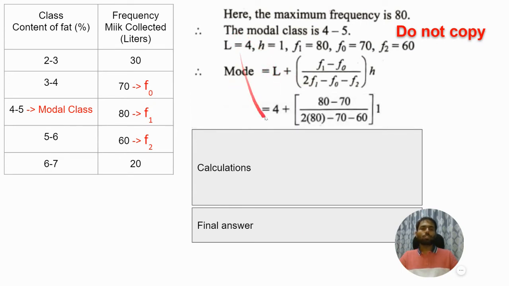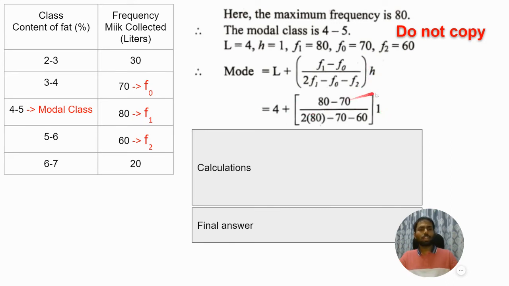So L kya tha? L was 4. So we have written L is equal to 4 here. Then F1 minus F0 will be 80 minus 70. So 80 minus 70 ऊपर आ गया. फिर 2 into F1 यानी 2 into 80. So 2 into 80 यहाँ पे लिख दिया. Minus F0 minus F2 यानी minus 70 minus 60. तो ये यहाँ पे आ गया. Multiplied by small h which is 1.